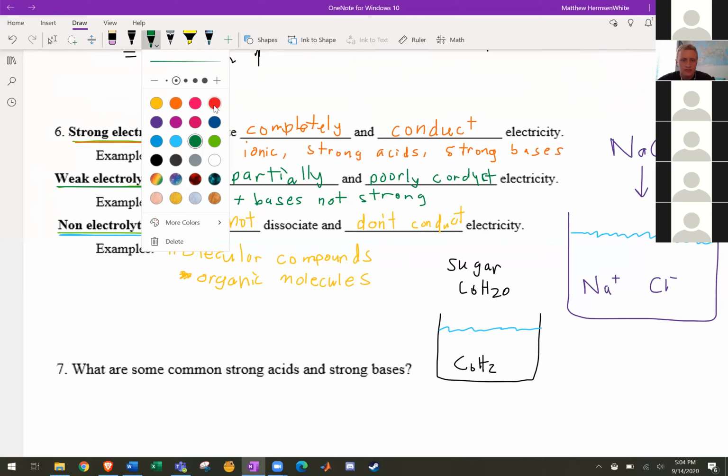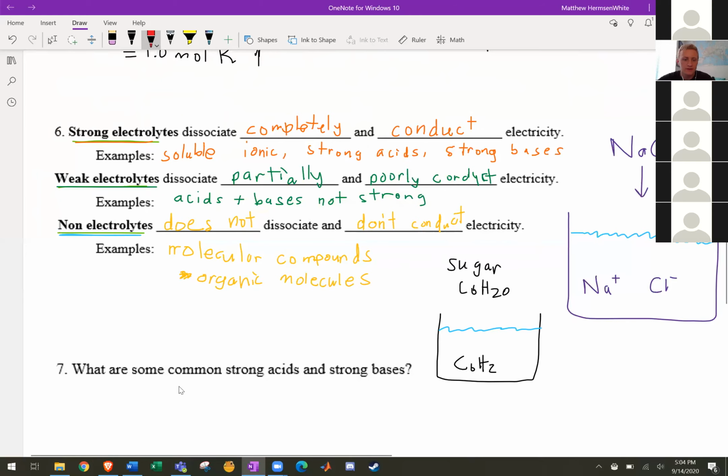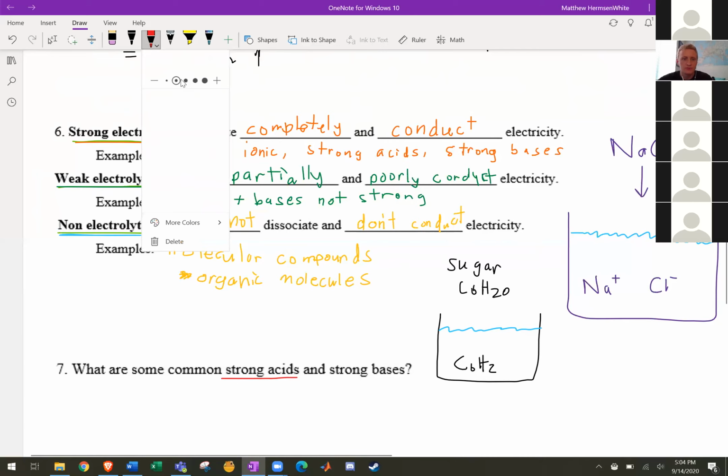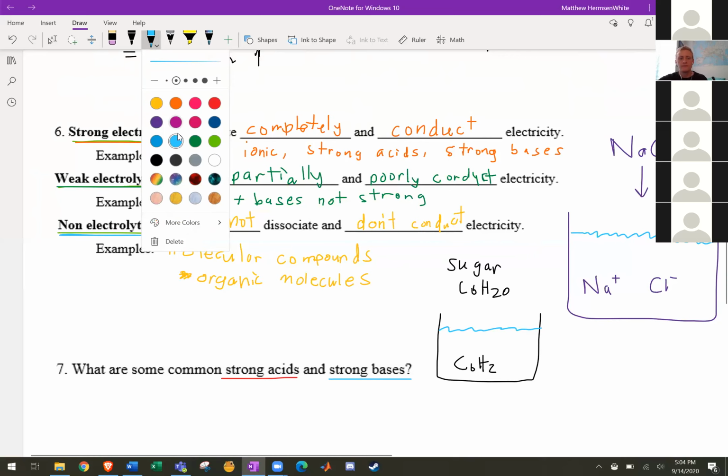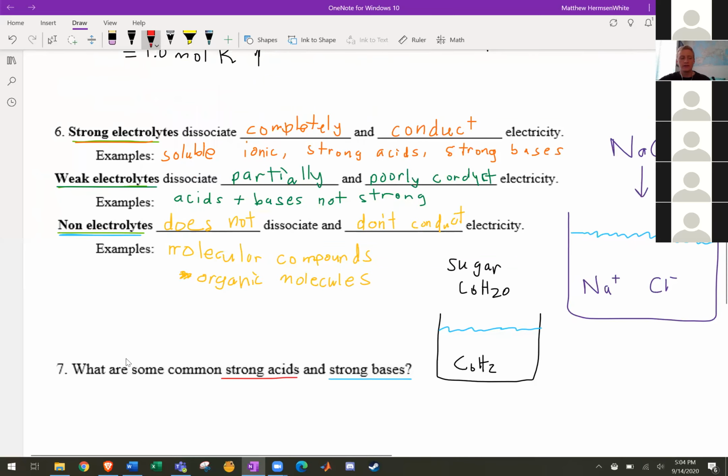Okay, let's discuss strong acids and bases then. Strong acids I'm going to do in red, and then the bases we'll do in blue. So strong acids, now just to review, an acid is when you have an H attached to the beginning of your compound. There's a list of these that were provided in the notes, although it's not a total list.